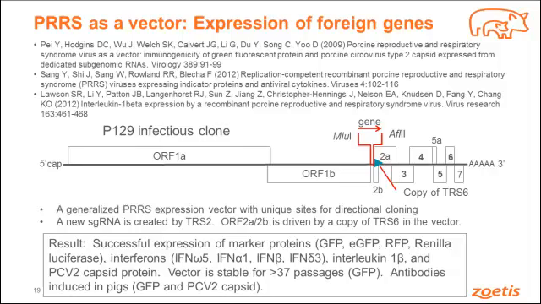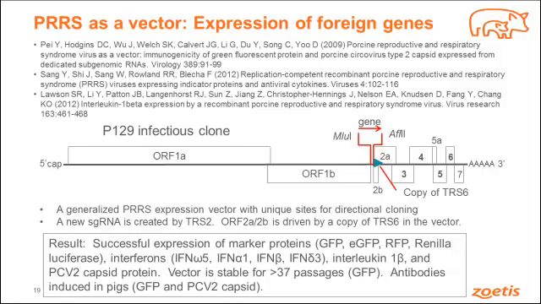We can put various things in there. There's probably a size limit. We haven't pushed the size limit. But between these different groups, there's been a lot of genes gone into this vector. GFP, enhanced GFP, red fluorescent protein, Renilla luciferase, different interferons, alpha, beta, delta, omega, interferon 2 beta, or 1 beta, I'm sorry, and PCV capsid protein, right?